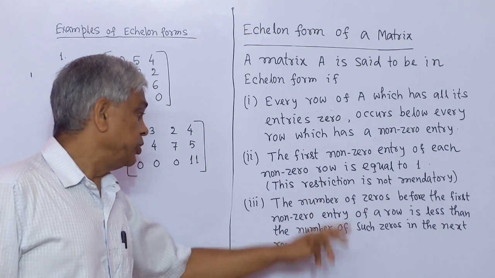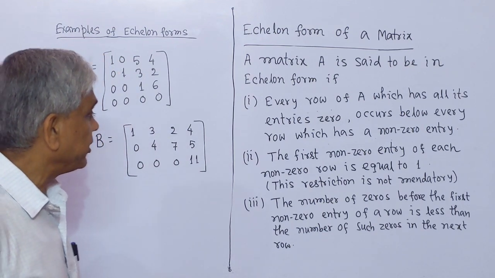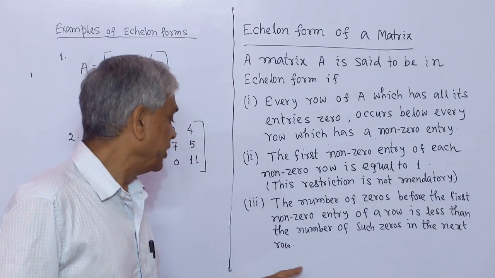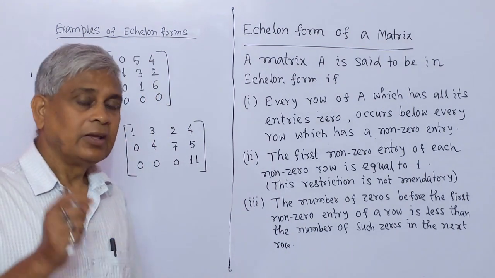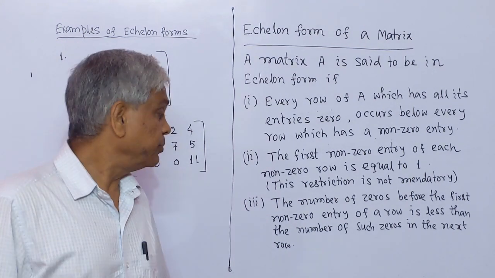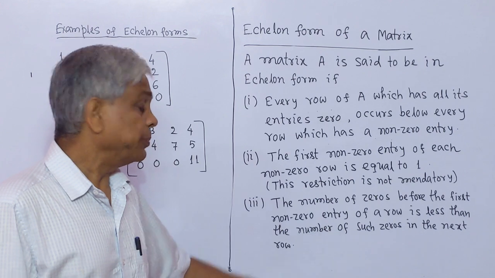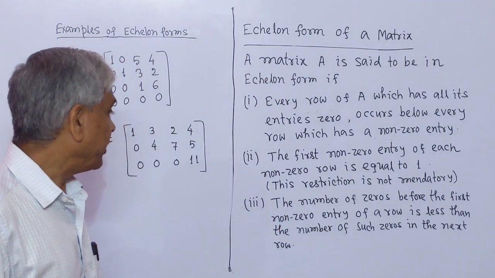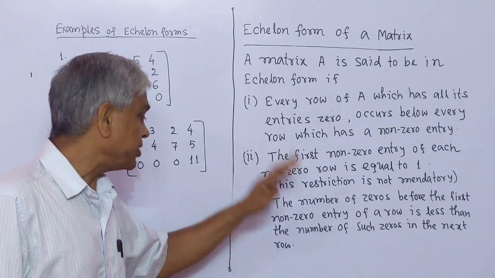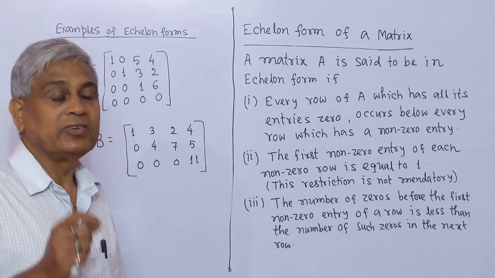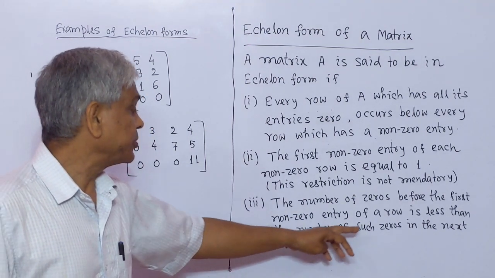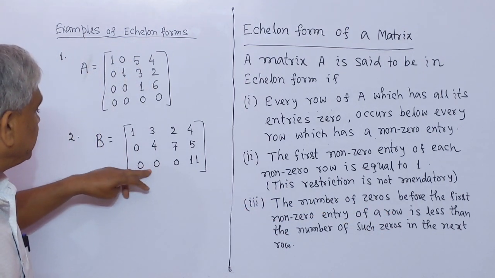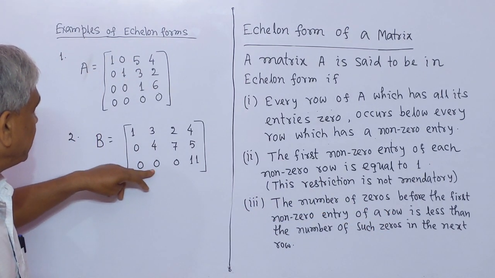So the number of zeros before the first non-zero entry of a row is less than the number of such zeros in the next row. Here the third point is sufficient to define the echelon form of a matrix. Means the number of zeros before the first non-zero entry of a row is less than the number of such zeros in the next row. Here the number of zeros before the non-zero entry is 3.